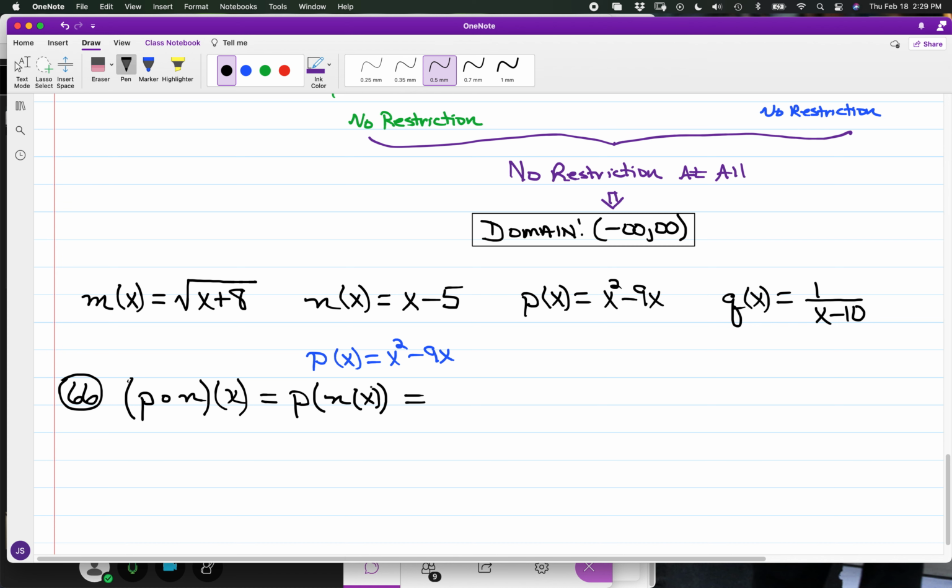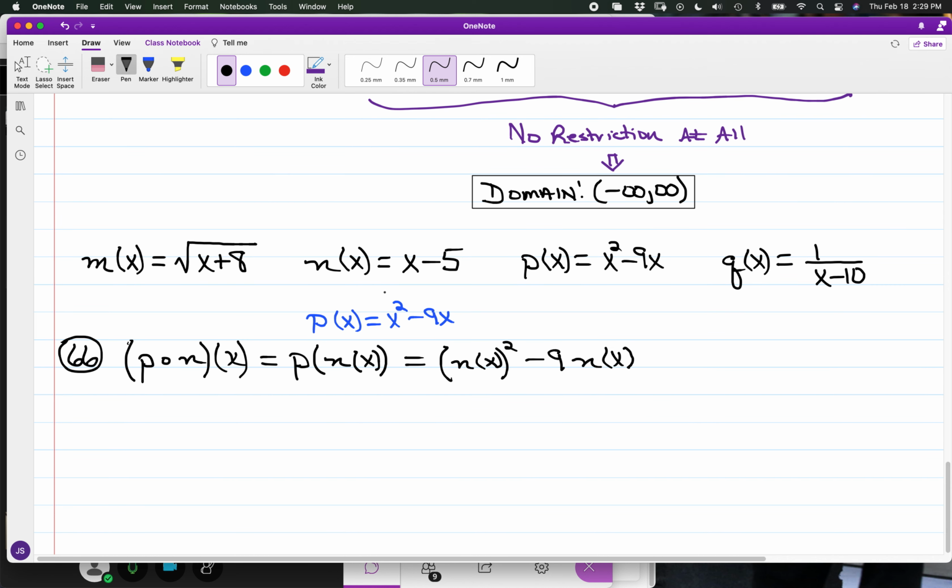Okay, now this time again, you have the input, which is going to be n of x. So again, what I'm going to do with n of x, I'm going to square it, and have also minus 9 times n of x. Okay, and just taking what we have in the variable expression, I'm just going to work down here.